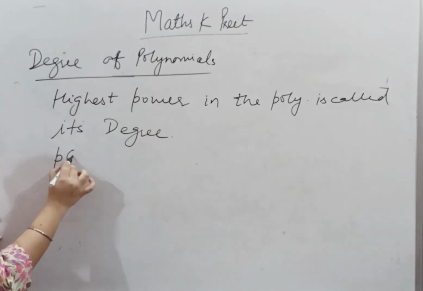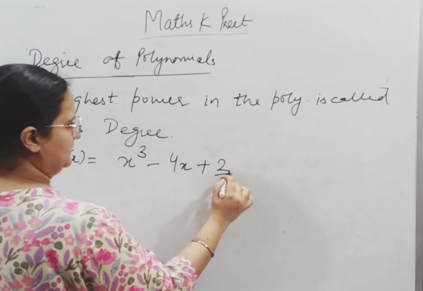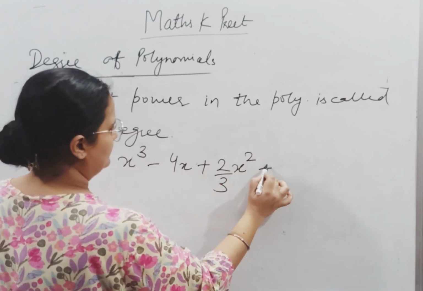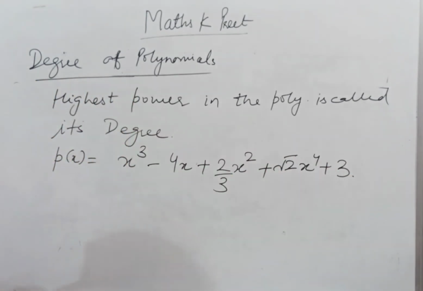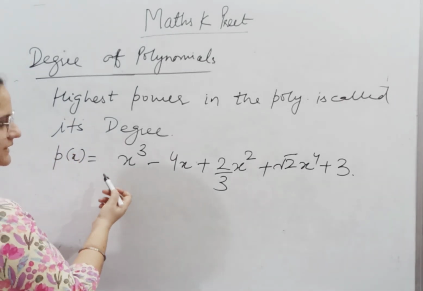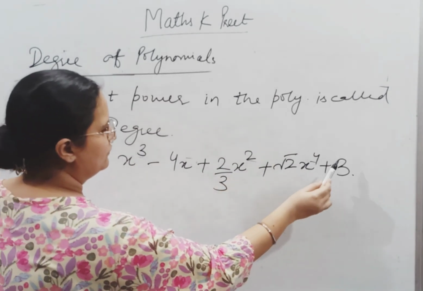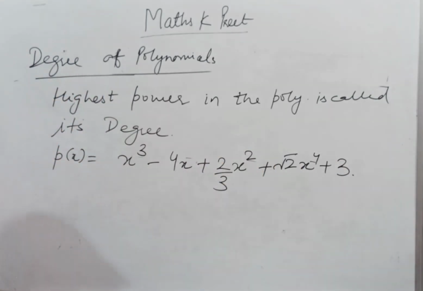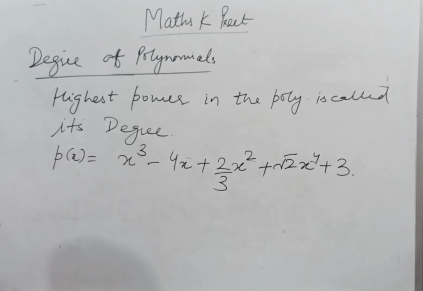Example, if I have p of x equals x cube minus 4x plus 2 upon 3 x square plus root 2 x raised to power 4 plus 3. If this is an expression, first let's check whether this is a polynomial or not. First we will check, yes, this is an algebraic expression. Exponents are what? 3, 1, 2, 4, not. So these are whole numbers, and the finite terms. Terms are what? Finite. So this is a polynomial in variable x, yes.